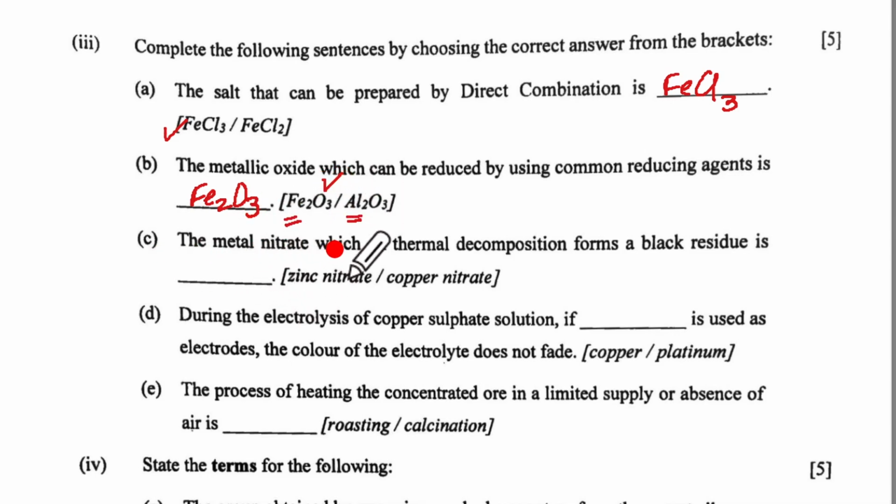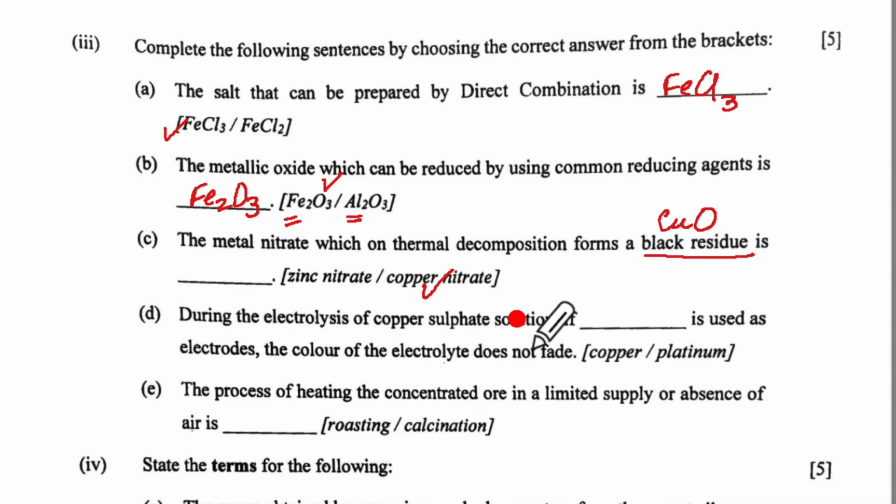C. The metal nitrate, which on thermal decomposition gives a black residue, is going to be the one which will leave CuO. So the nitrate will be copper nitrate. So it will be copper nitrate here.